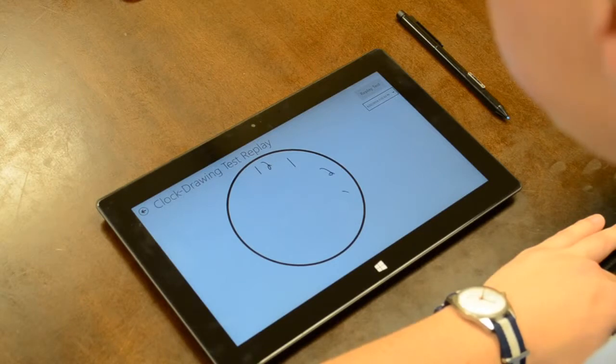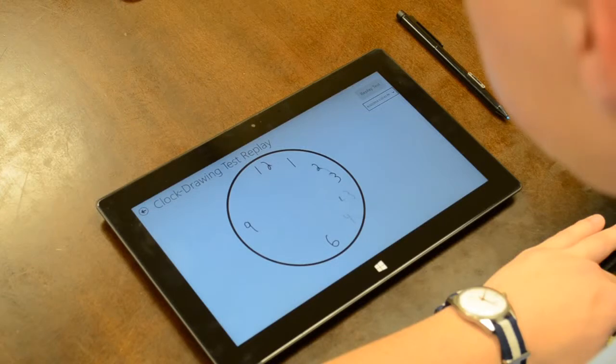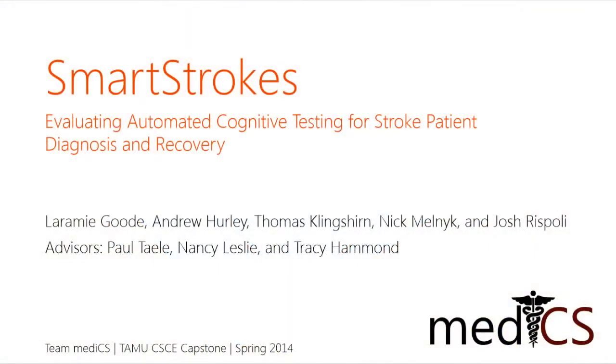SmartStrokes also allows patients to take the clock drawing test and the Ray-Osterrieth test. Both of these involve recreating a certain image. Our application allows doctors to share the test with other doctors or replay it at a later time. Here is an example replay of a clock drawing test which was taken earlier. With all of the advantages that SmartStrokes provides, the application can have a lasting impact on the medical community and improve the lives of those affected by strokes.